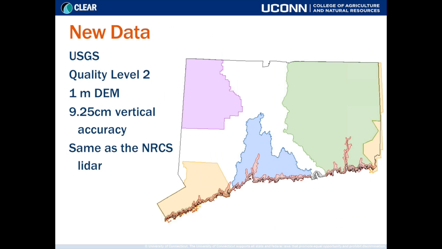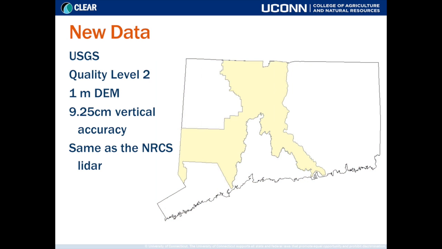We also are happy that we are getting some new data to fill in this missing white area. This is what it looks like. USGS has coordinated this with some money from Hurricane Sandy. This data has already been acquired. It's a quality level 2, and it will have 1 meter DEM tiles along with the point clouds. And we hope to have it sometime this winter.